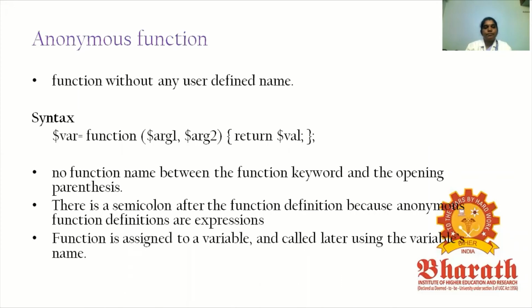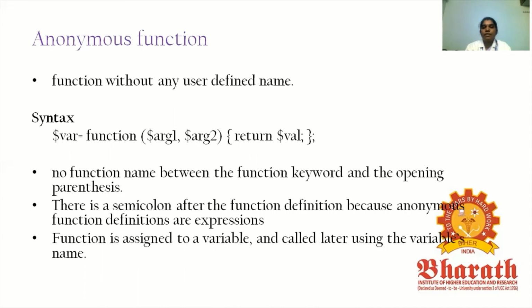Next one is the anonymous function. A function without any user-defined name, which means no function name. There is no function name in the function. It is called an anonymous function, a function without any user-defined name. Now look at the syntax. You can easily understand from the syntax.